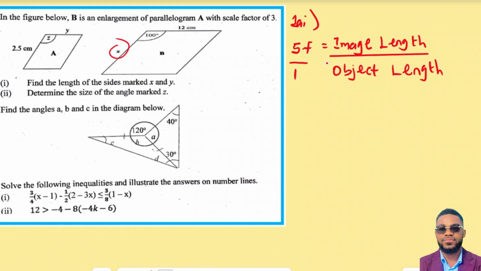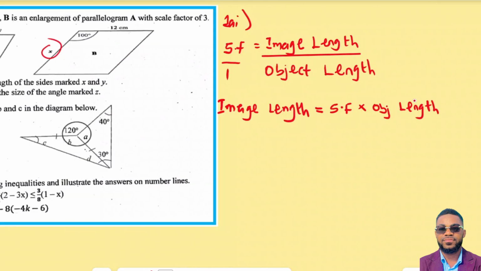We're going to do cross multiplication. So the image length will multiply 1. So length of image is equal to the scale factor times the object length. So whenever you want to find the image length, you just have to multiply the scale factor by the object length. This is not necessary, but if you want to bring it before you write this formula, no problem. You can just put this one in the back of your mind that image length is equal to scale factor times object length.